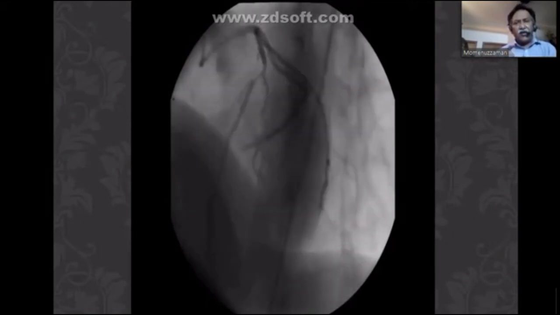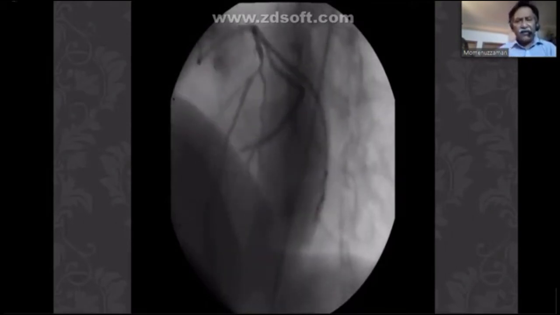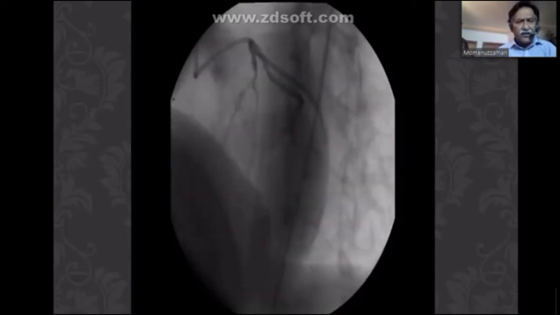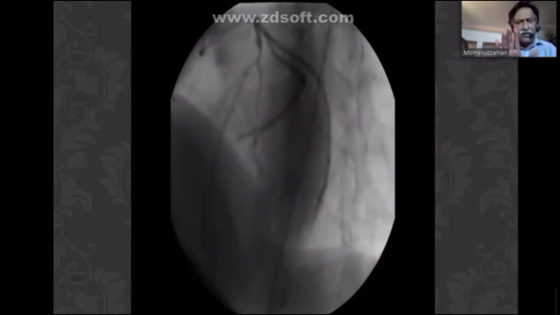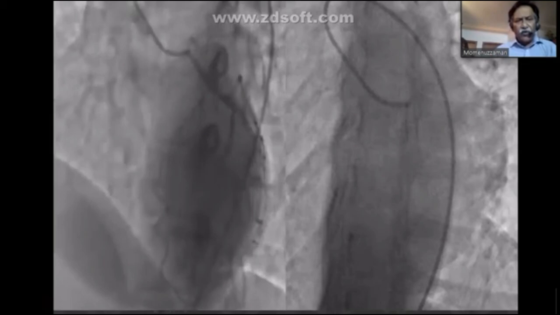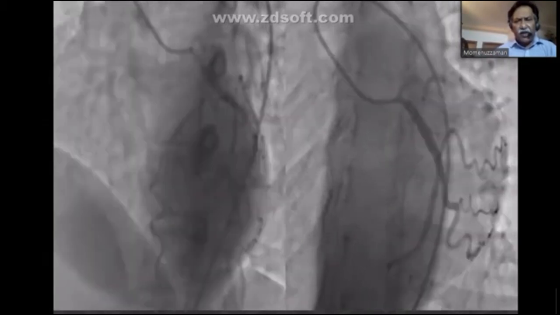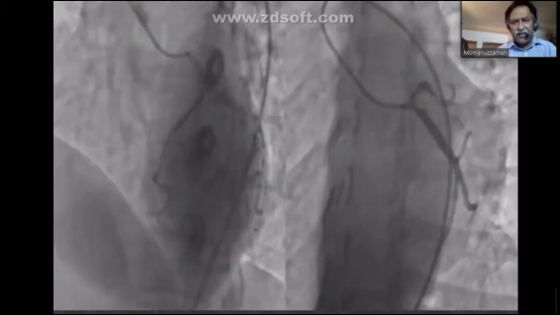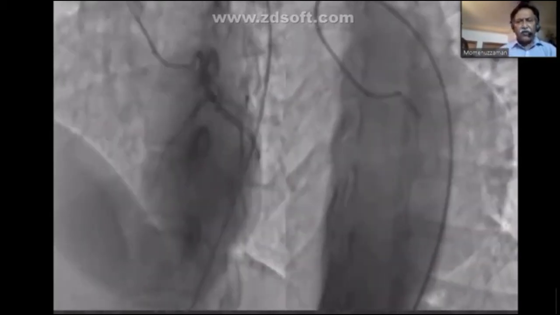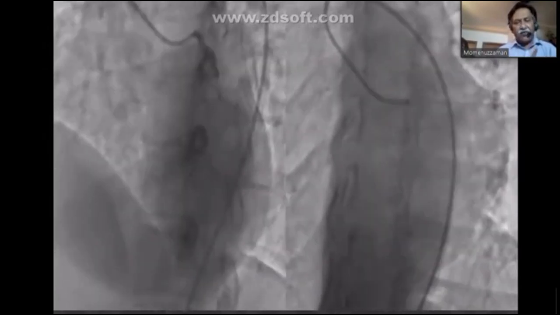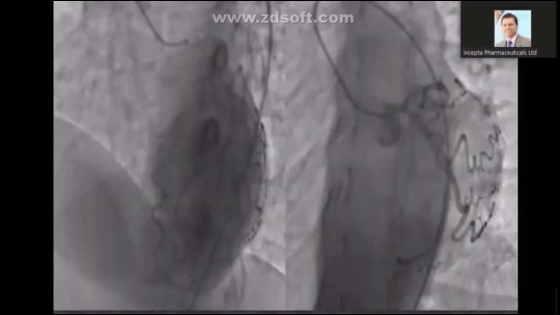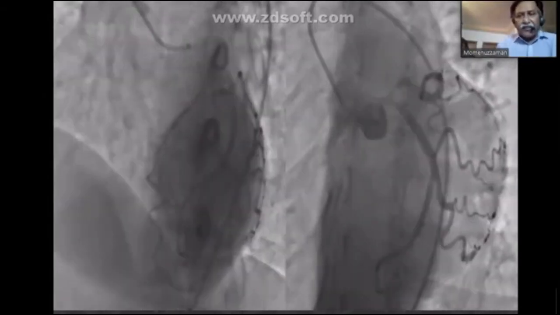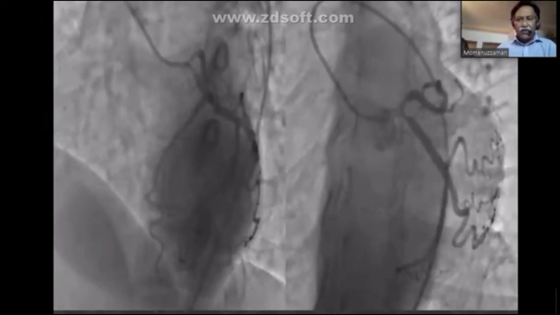What you are seeing is a non-critical lesion in the proximal mid LAD, and there is a slow filling of the distal PDA. It could be an air embolism or something like that, or maybe a block or thrombus, whatever it is. In the other view, you can see the LAD proximal with an eccentric haziness. But here the PDA is well visualized. So probably that angiogram was because of some air embolism that caused a complete cutoff of the distal PDA. But this view shows a little bit of eccentric haziness at the proximal LAD.